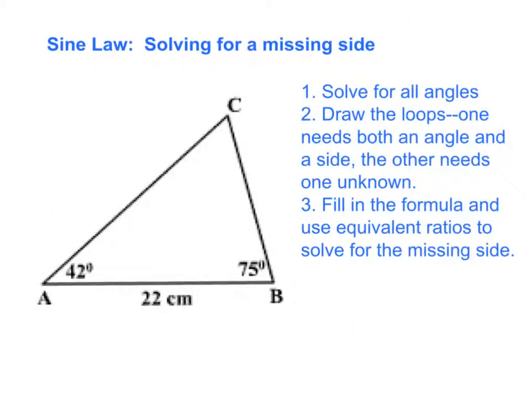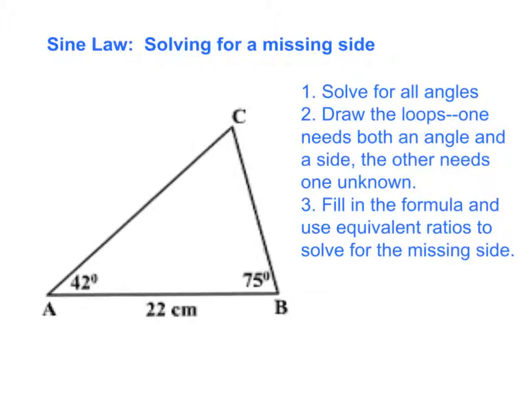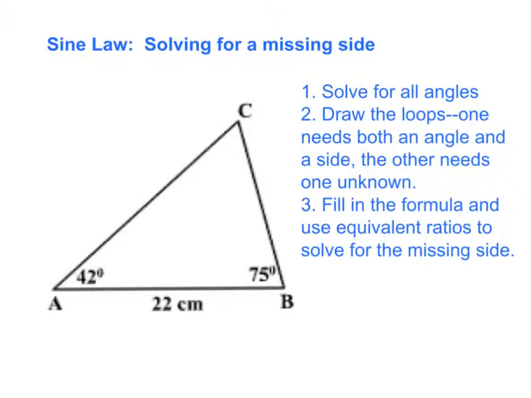All right, let's look at the basics for sine law. First of all, let's go through a few of the steps. Solve for all the angles, which means in this case we have angle C missing. So we have to figure out what's 42 and 75, and in this case it's 63 degrees. So we just pop in 63 degrees here.